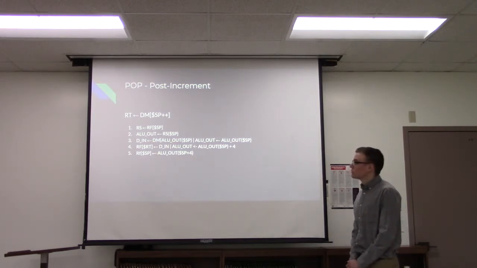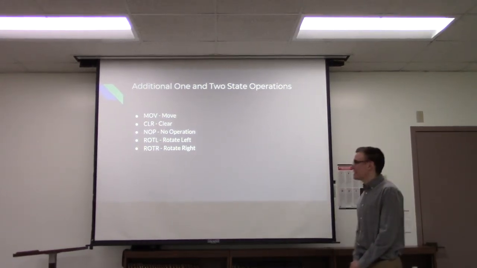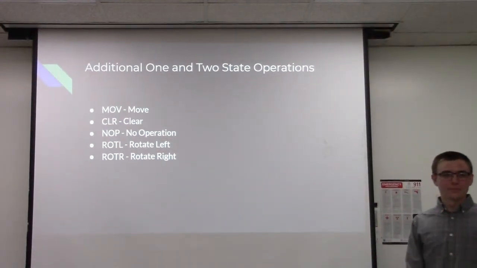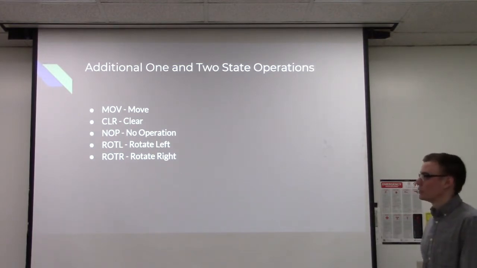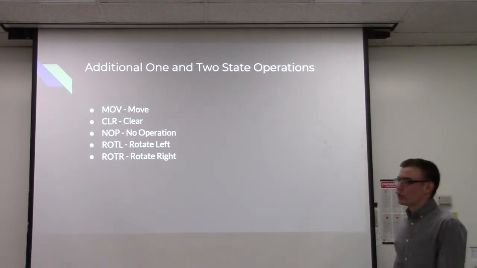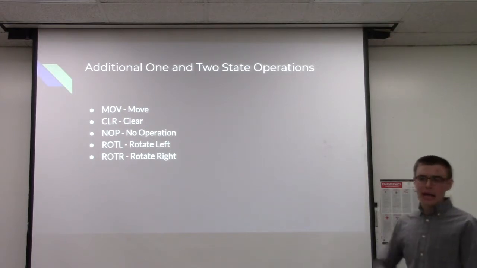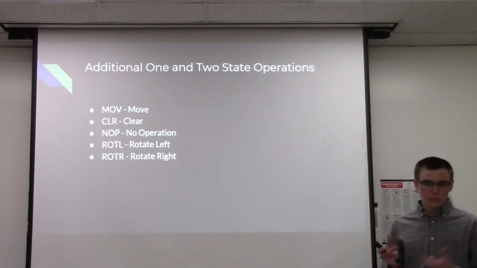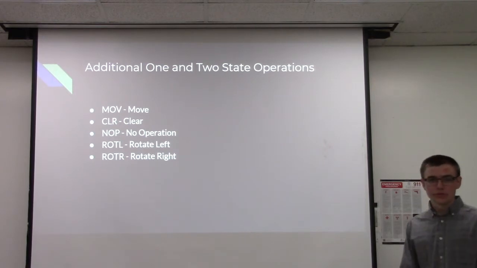Good. And then we have the additional states. So we have our move, which these are all 1 or 2 additional states. So we just have our move 1 and 2, clear 1 and 2, no op, and then we added rotate left and rotate right. Good, that's good. So we just added that logic into the barrel shifter, just change bit manipulation. But so those were our additional single or 2 state enhancements.